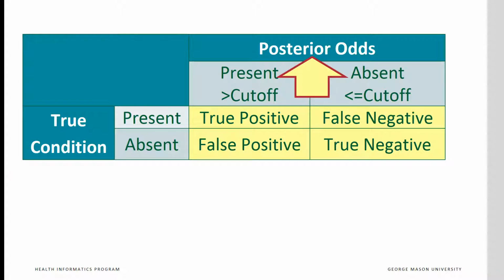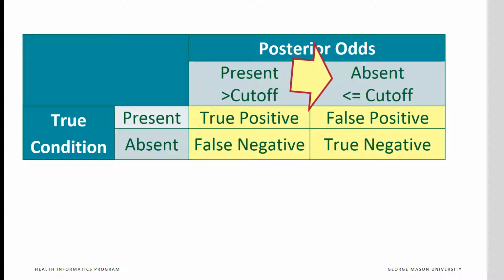On top is the posterior odds of the predictions. The number is determined by the predictive model that we are using. When the odds are above a particular cutoff, then we predict that the condition is present. When the odds are below or equal to the cutoff, then we predict that the condition is absent.